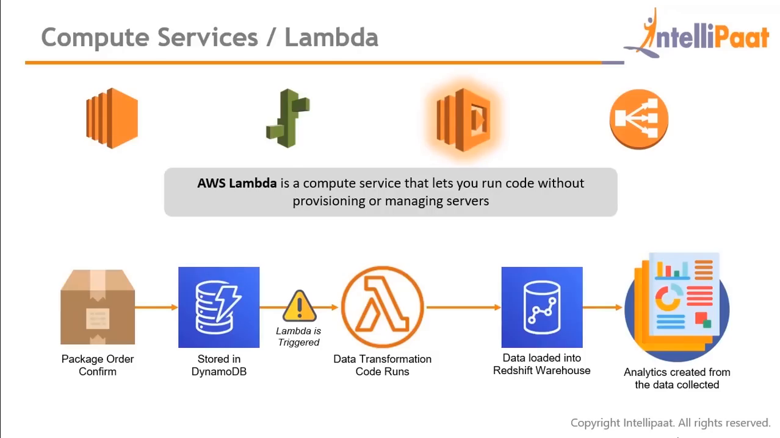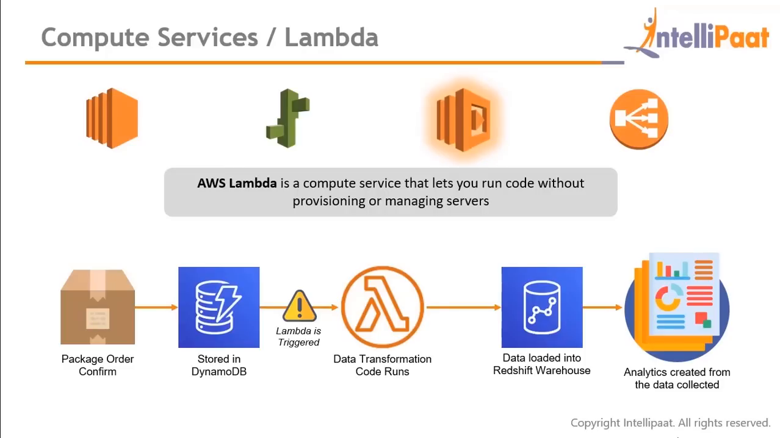The next service is AWS Lambda. AWS Lambda is a compute service that lets you run code without provisioning or managing servers. So look at this illustration below. Okay, now you're on an e-commerce website. Take it as Amazon.com, and you're confirming a package order. So that package order's details will be stored in a database.